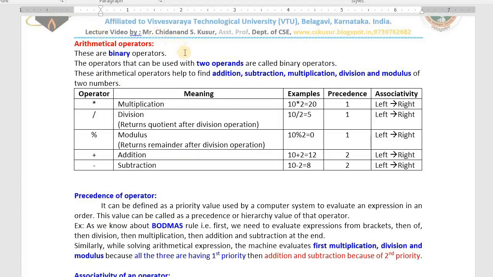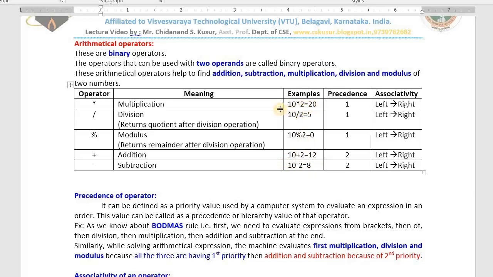As we know already, plus and minus are arithmetical operators. Not only plus and minus, but also multiplication, division, modulus. 10 into 2 is 20, 10 by 2 is 5, 10 mod 2 is 0, 10 plus 2 is 12, 10 minus 2 is 8. That is fine.